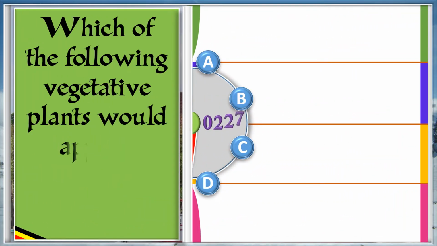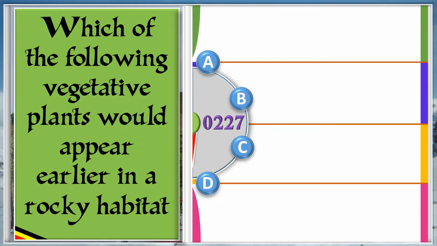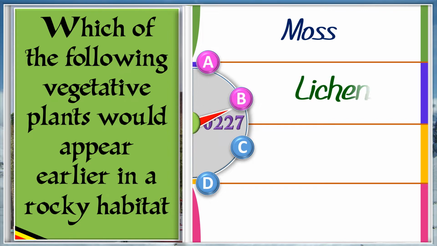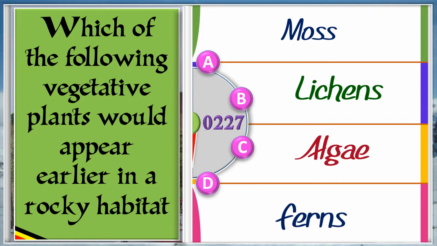Which of the following vegetative plants would appear in a rocky habitat? A. Moss. B. Lichens. C. Algae. D. Ferns. And the answer is A. Moss.